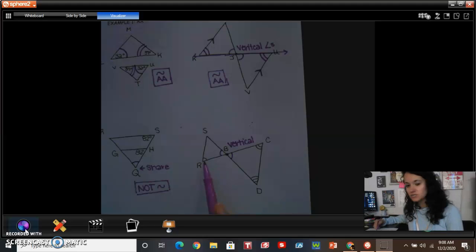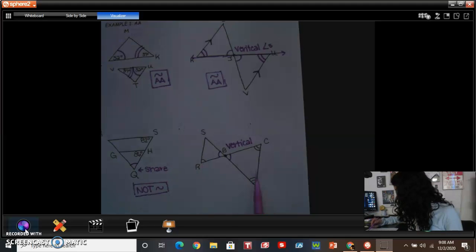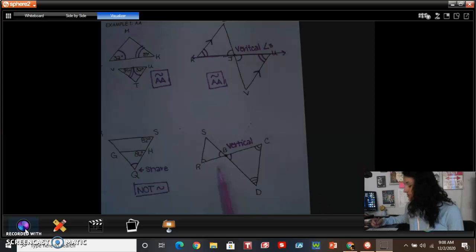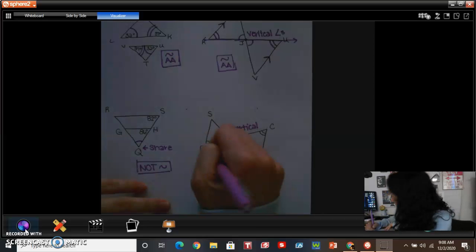We know R has one arc, so I'm going to look to see, is there a one arc over here? No. I have a 2 arc and a 3 arc, and there's not a 2 arc or a 3 arc over here. So we only have one angle. Again, is that enough information? It is not. We have to have two. So this is another not similar.